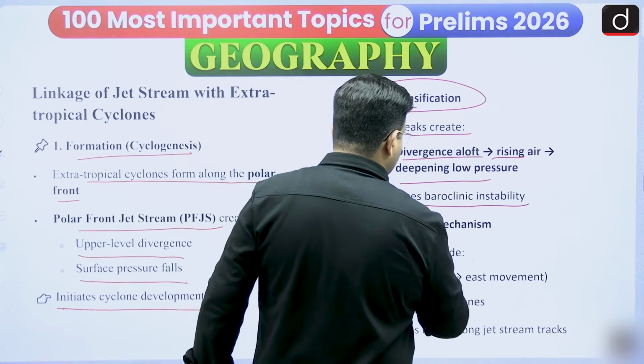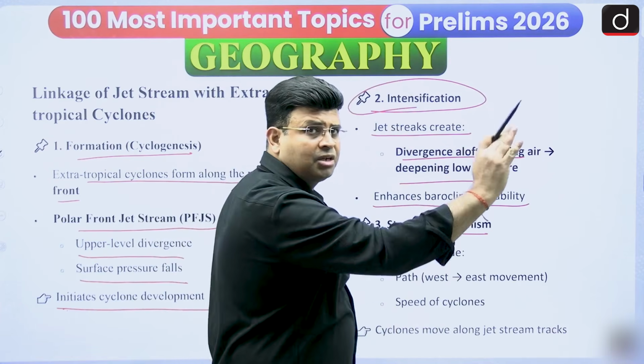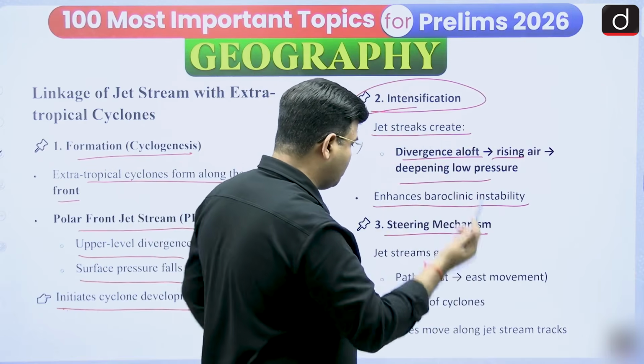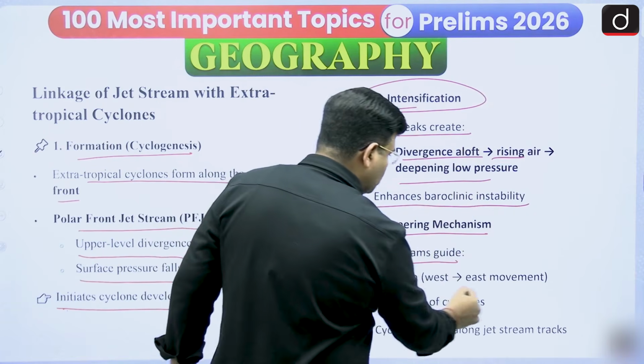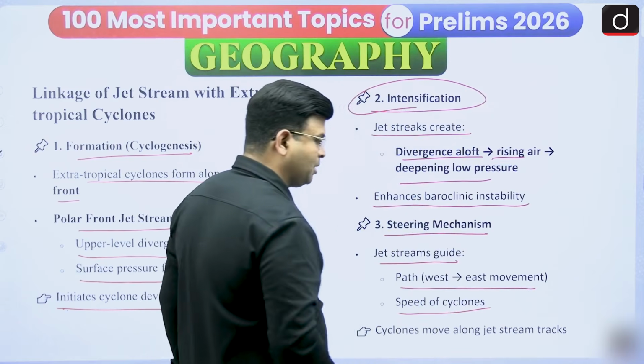Now, what is the steering mechanism? Who is dragging it? Who is driving it? The upper atmosphere, the jet stream, drags it from west to east, and the speed of the cyclone depends upon that.